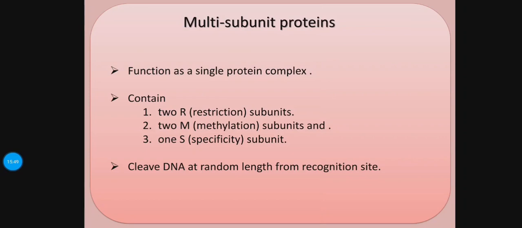Now, it is a multi-subunit protein. Actually, this restriction enzyme functions as a single protein complex. It's a multi-subunit protein and it contains 2 restriction subunits, 2 methylation subunits, and 1 specificity subunit. So the restriction subunit is involved in the cleavage of DNA, and the methylation subunit is involved in the modification of its own DNA, that is the process of methylation. And the 1 specificity subunit is for the recognition of a specific DNA sequence. And this restriction enzyme cleaves DNA at random lengths from the recognition site.